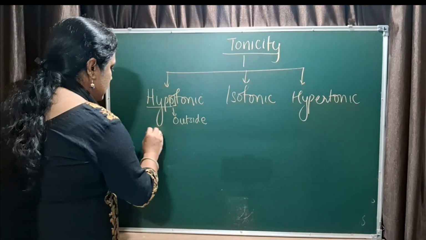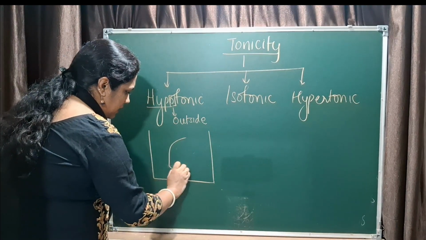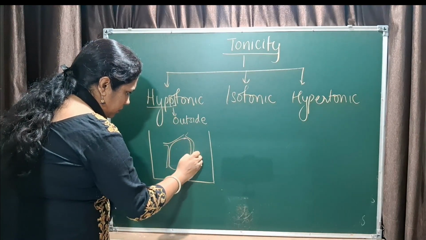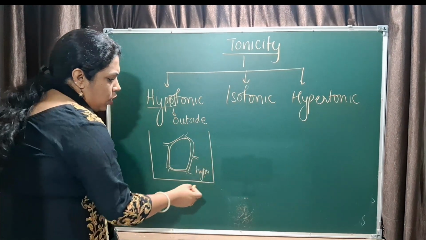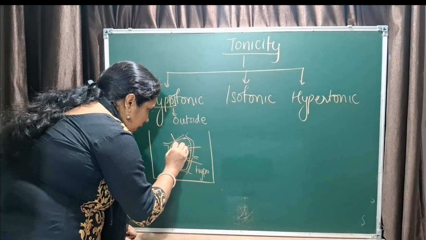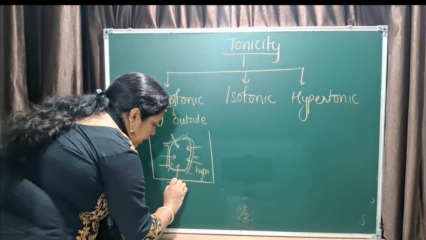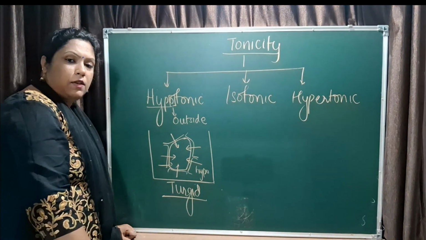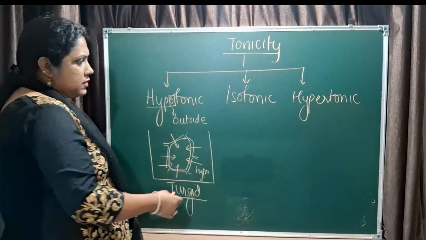hypotonic solution. That is, if I have a cell, let us have a plant cell, what will happen if it is placed in a hypotonic solution? Water will always move out of the hypotonic solution, meaning water will start entering into the plant cell. So the cell will become fully turgid, right? So this is the movement of water that is taking place.